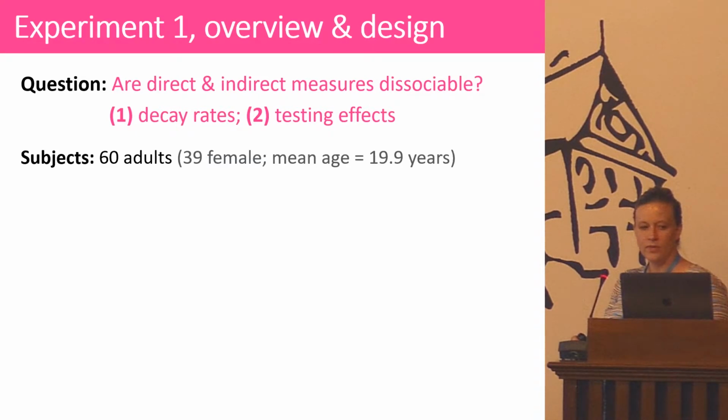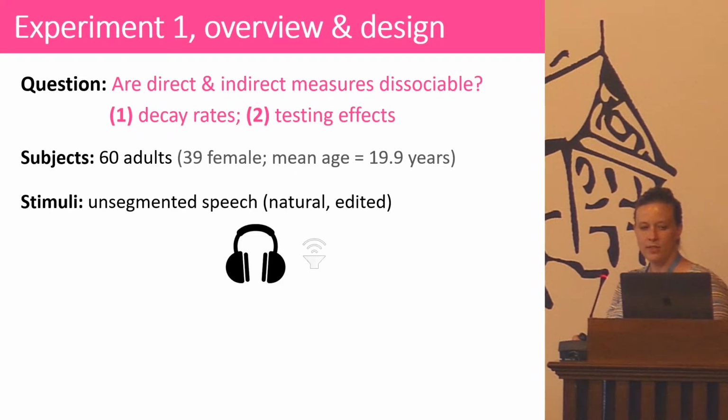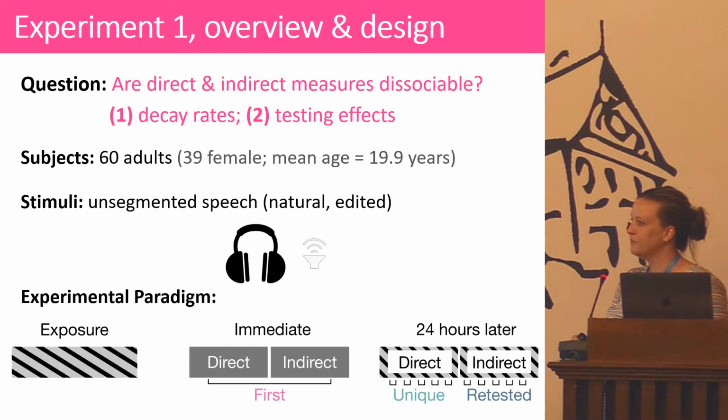So what we did was we recruited 60 adult subjects, and we exposed them to a non-segmented speech signal. So it's a natural statistical learning stream, similar to what you've heard. I'm going to show you the stimuli in just a minute. But the paradigm with which we exposed individuals to this was there was an initial exposure phase where they listened to this language passively over headphones.